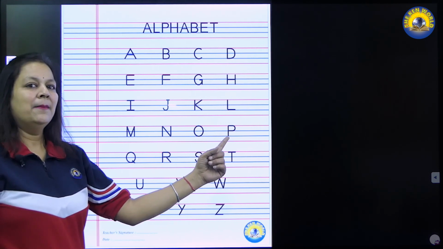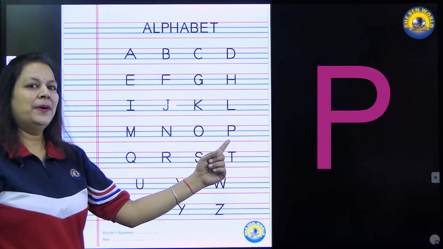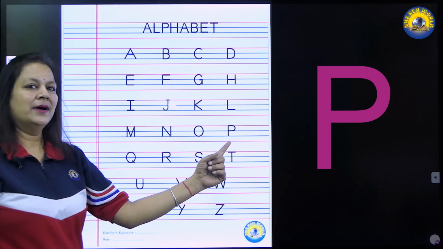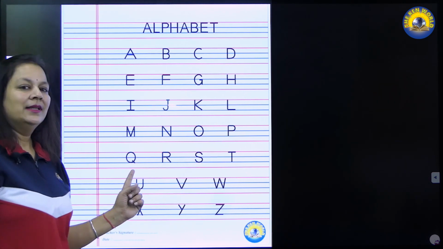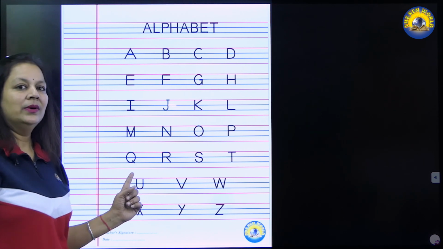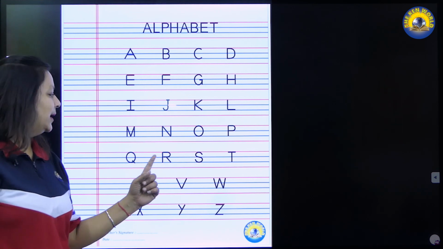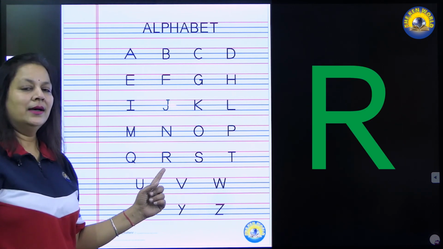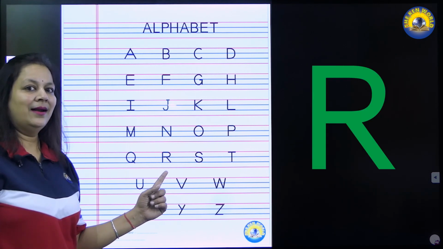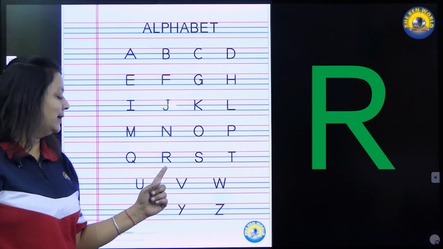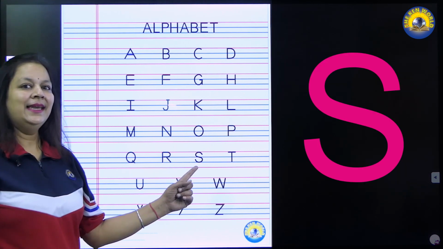P says P. P says P. Let's move forward. The next letter is Q. Q says Qu. Q says Qu. After Q, it's R. R says R. R says R. The next letter is S.